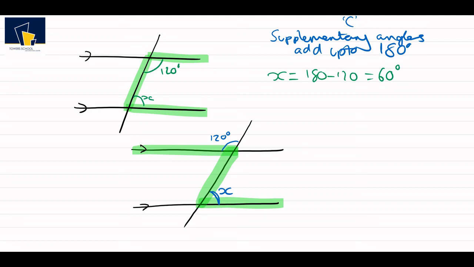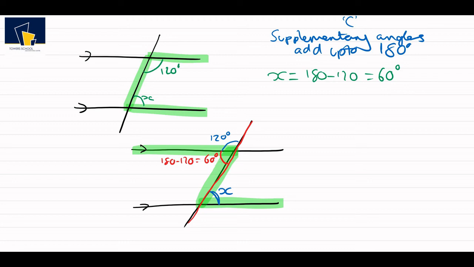If I find Z, it means that I need the ones that are in the corners of the Z, which means I need to find this value here. Well, I can find that value because this line here is a straight line. So this one is 180 minus 120, which is 60 degrees. I'd label this as y is 60. If y is 60, y and x are alternate angles, so x is equal to 60.